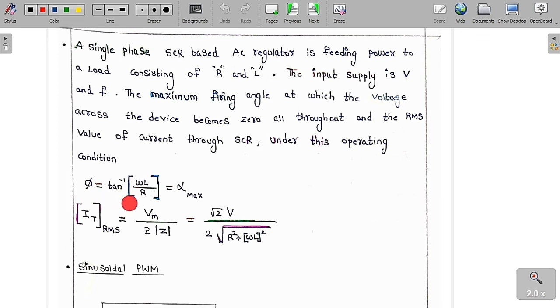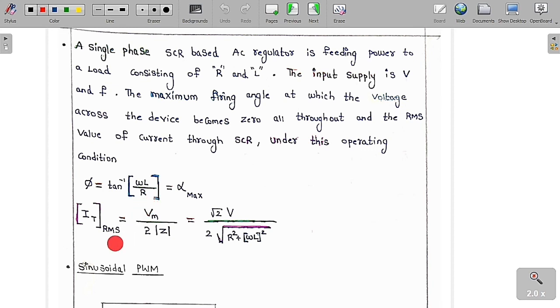At what power factor angle is the voltage across the device going to become zero all the time? It is tan inverse of omega L by R, which is the phase angle of the load. Therefore, this is the maximum firing angle, equal to the phase angle of the load, for which the voltage across the device becomes zero all throughout.